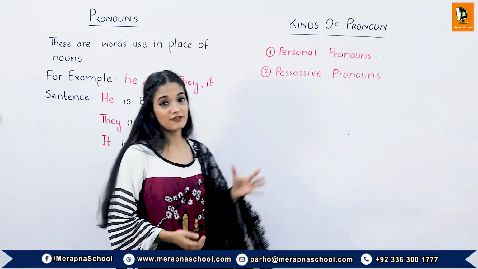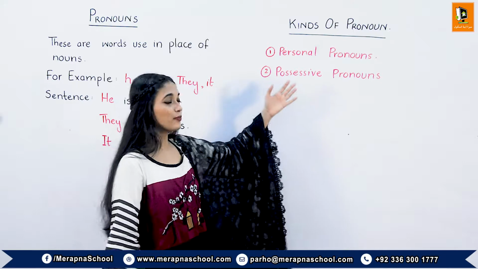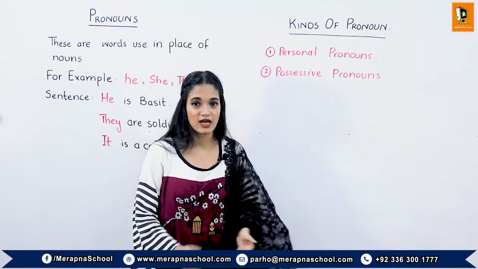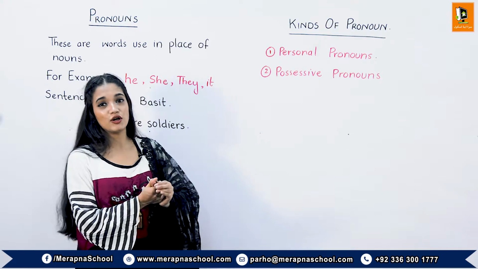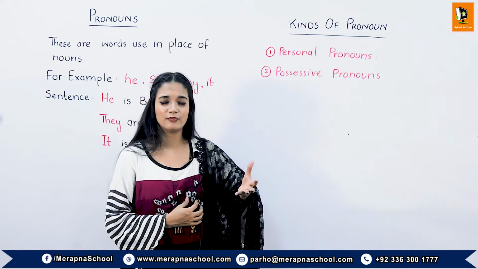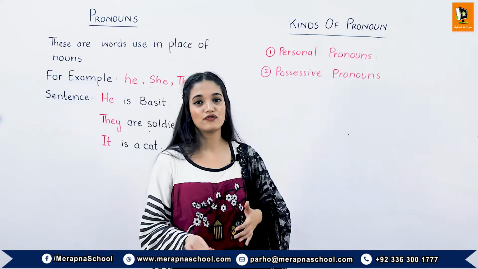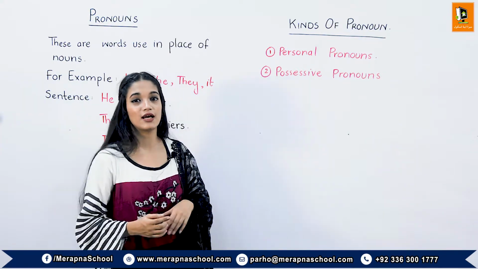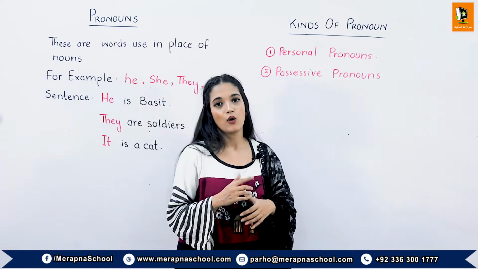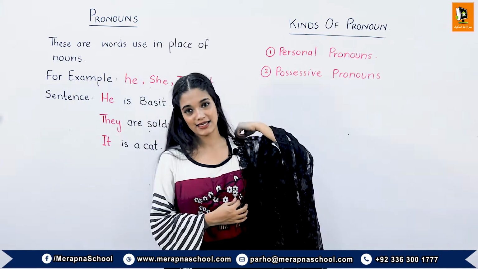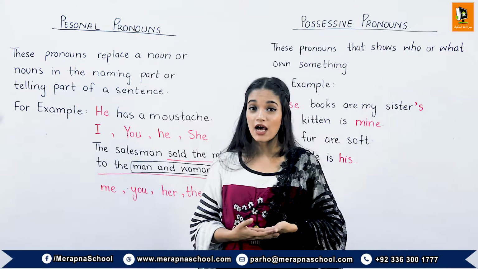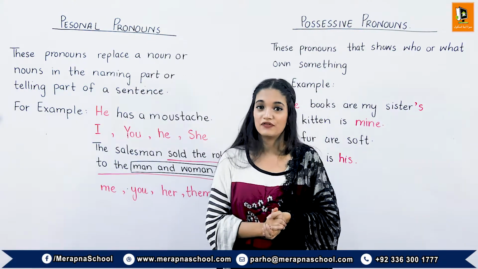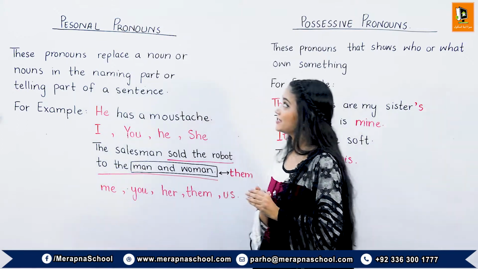For the kinds of pronouns, we have personal pronouns and possessive pronouns. Personal pronouns show the pronouns that can be used for ourselves, and possessive pronouns show the relation of a noun with the pronoun in a sentence. Okay students, now we will discuss the kinds of pronouns in detail. So the first kind of pronoun is personal pronouns.